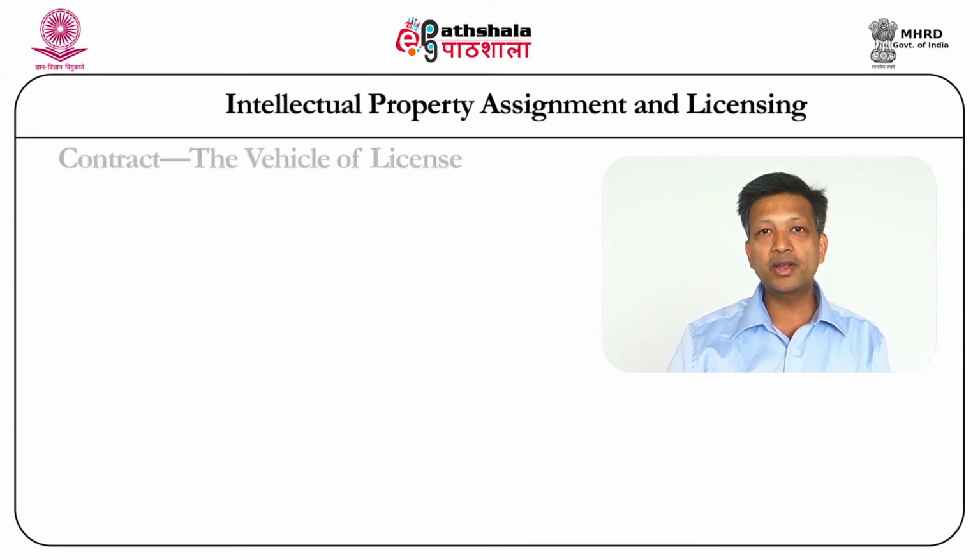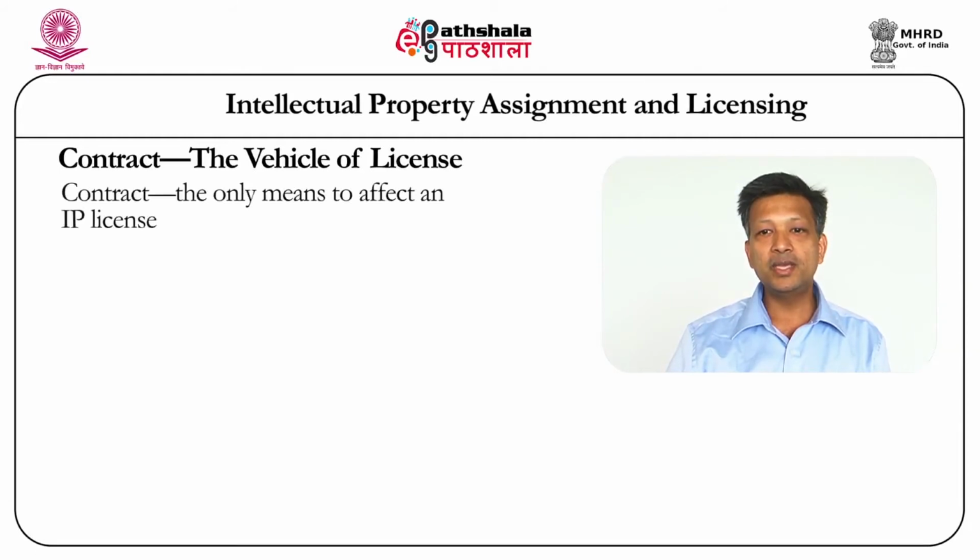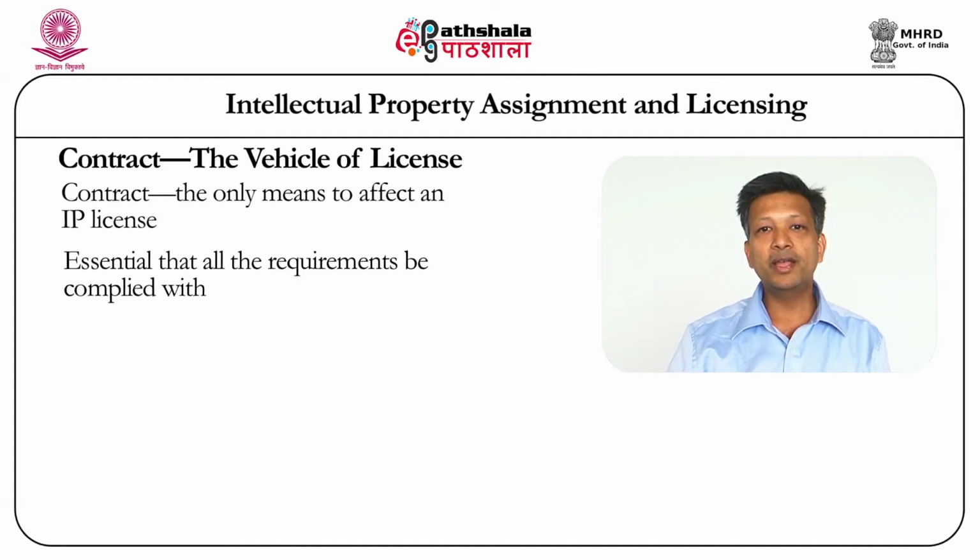Now, we come to the contractual aspect of a license. Contract is the vehicle of license. Contract is the only means to effect an intellectual property license. There is no other way, it has to be a contract. All the essentials that are required to be complied with in the case of an ordinary contract are also required in the case of a license.